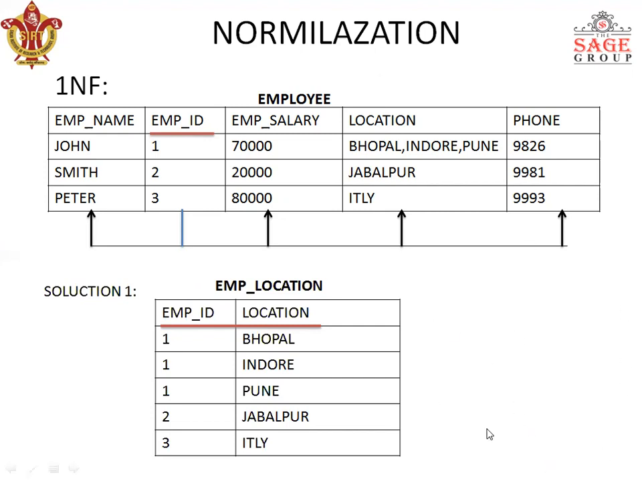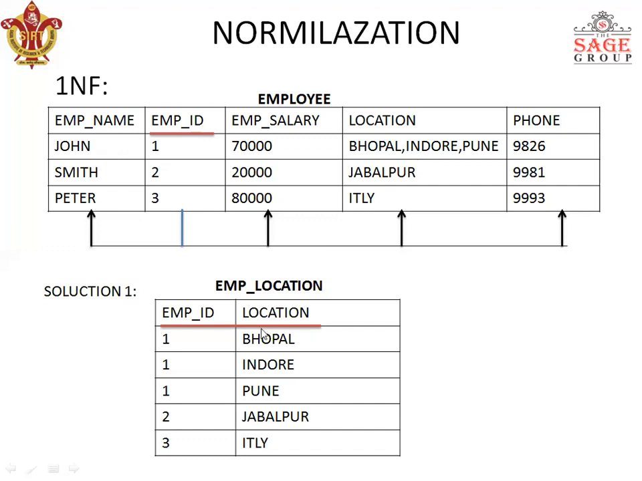The employee table contains four attributes: employee name, employee ID, employee salary, and employee phone number. So we will create another table based on name, ID, salary, and phone number. And we have created one more table, employee_location, which contains two columns, employee ID and location.